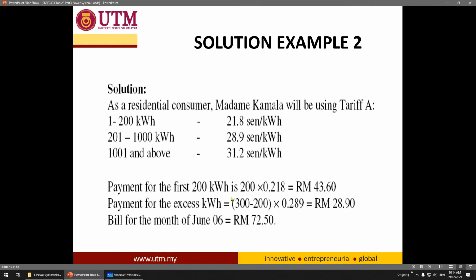Of course, as I showed before, for the first step you multiply the first 200 by its tariff. Then for the second one, the excess, because this is 300, you multiply by 100, so 300 minus 200, and then multiply by the second tariff. The bill is just adding them up together, and you get the answer.